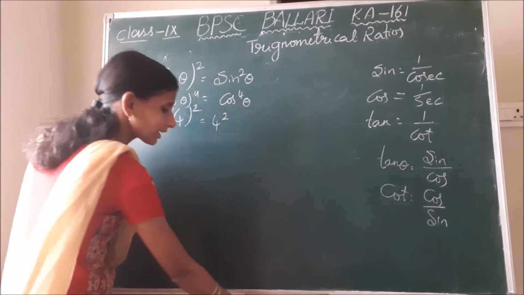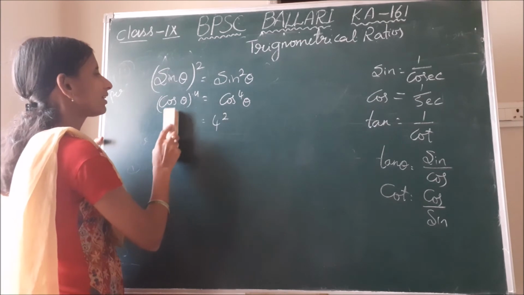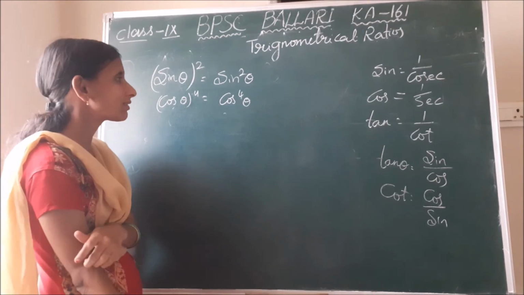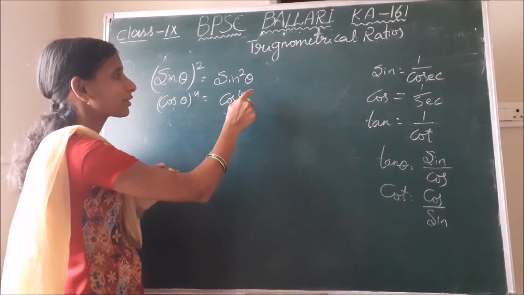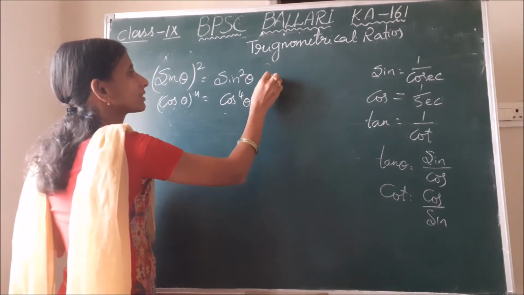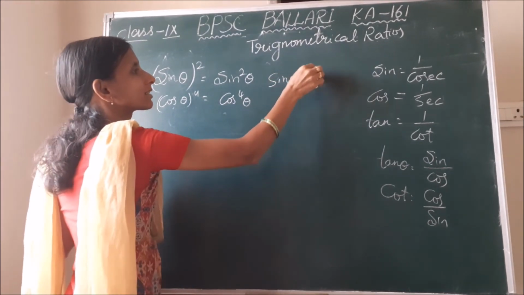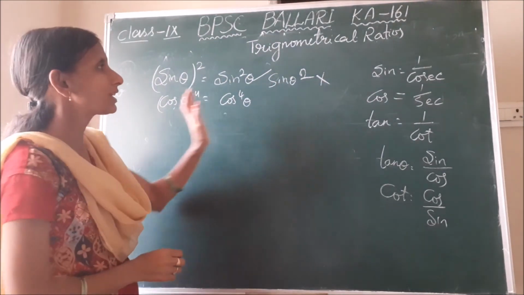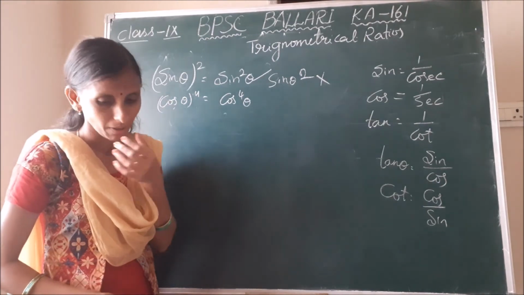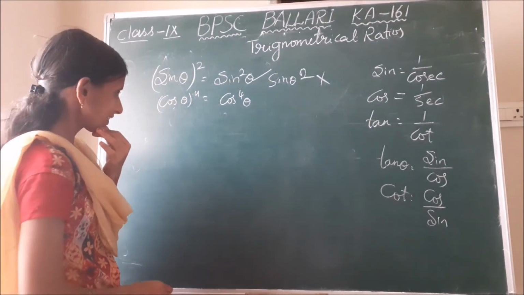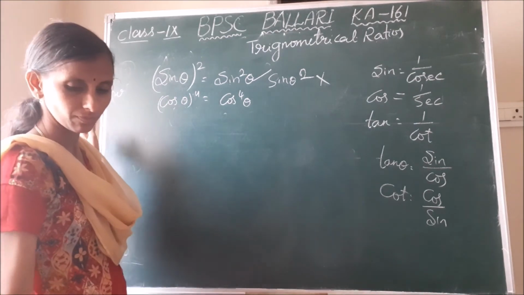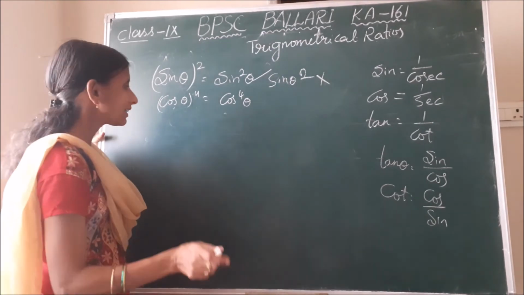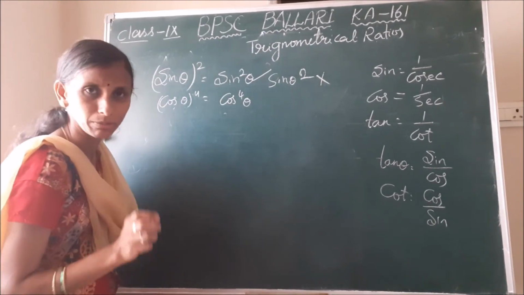Means this power will be applicable for the cos and sine values, or secant square, whatever trigonometrical ratios are given, but not on the power of theta. Means we won't write like this. This is wrong. We will write like this. So be careful while writing in terms of powers. Okay, next we are having square relations in trigonometrical ratios.